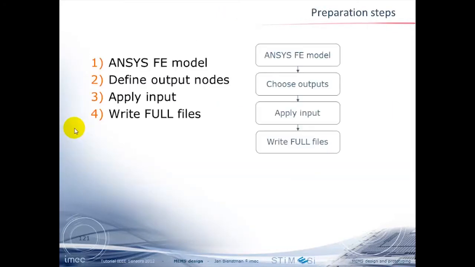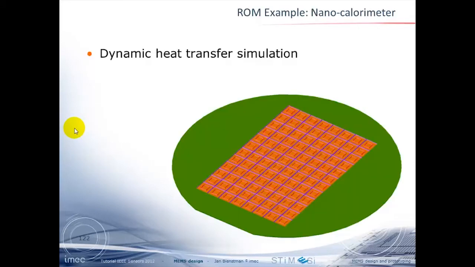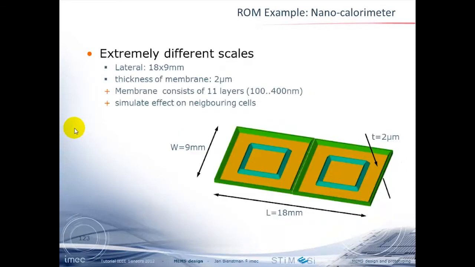Maybe I'm going too quick. This case is about ANSYS, but I will just go with one example. This was an example of a microcalorimeter. Actually, what you do is you have some liquid here, and liquid here, with a thermocouple between both. Here is a chemical reaction, and we wanted to measure the temperature increase. This is a device with extreme scale differences. The membrane thickness is 2 microns, but it consists of 11 layers, and in length you have about 2 millimeters.